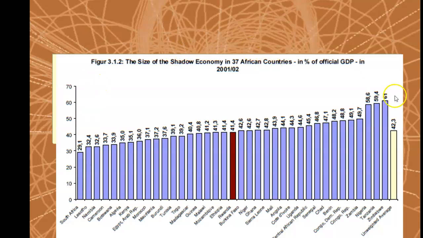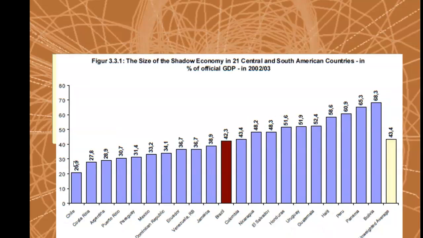For African countries, look at this, on average 42% of all activity is not reported, with a high of 61% in Zimbabwe and a low of 29% in South Africa.